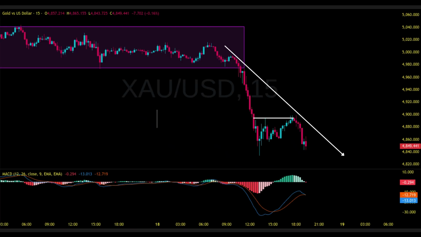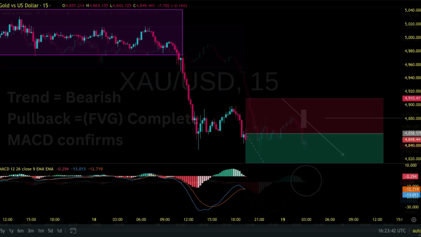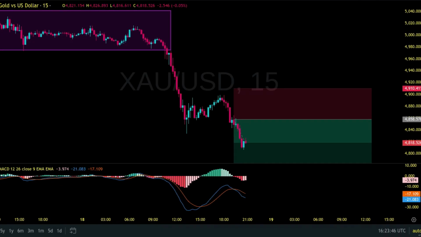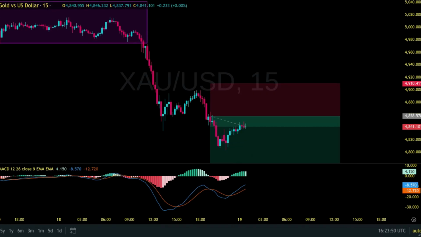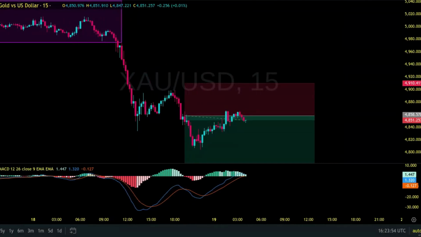Now we have already confirmed that the trend is bearish. Price pullback to the imbalance zone is complete. MACD gives us a clear signal to enter. Now we enter here. Stop loss below structure. Target the next liquidity zone. My friend, this is very important.